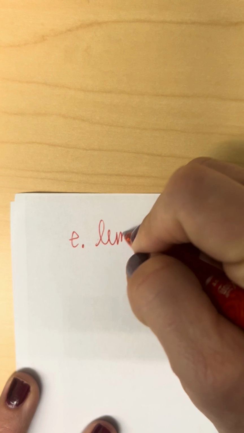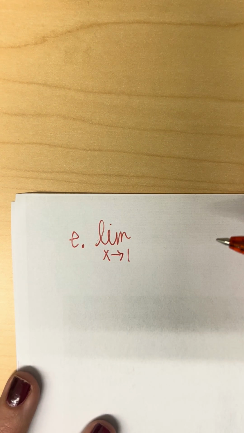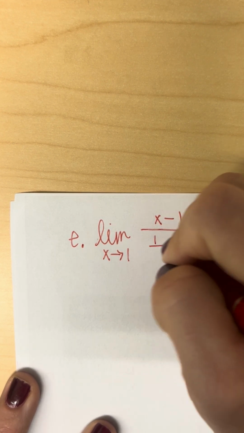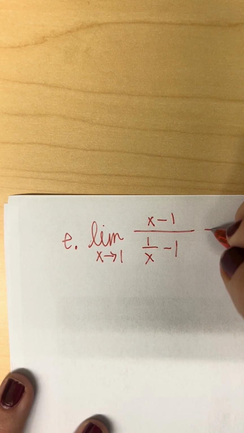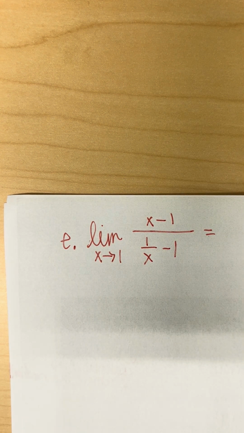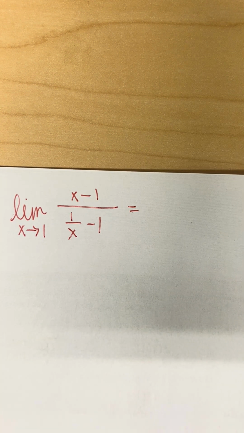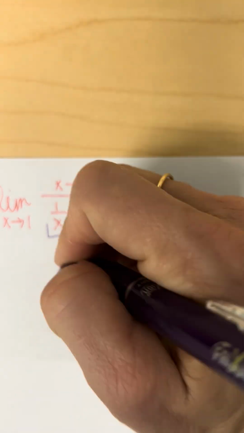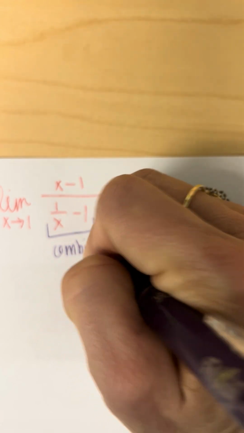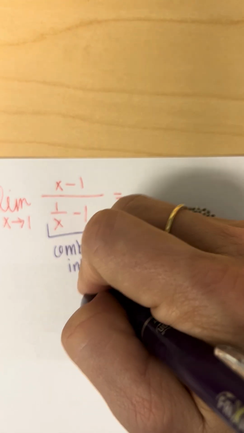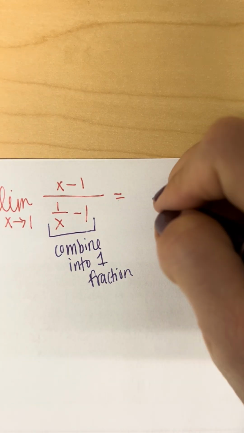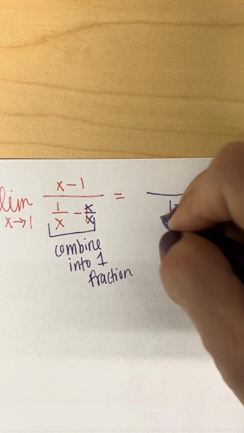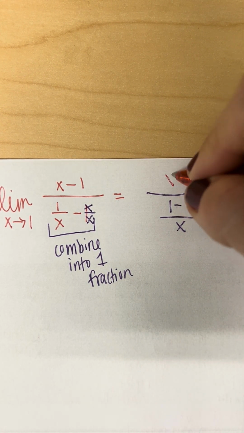So limit, again, as x approaches 1 of x minus 1 over 1 over x minus 1. I could graph all of these too, y'all, and check them, but I do want you to be able to manipulate them using algebra. This is really good for our brains to practice all the algebra we know. Okay. First, to get rid of the complex fraction, I have to combine these, right? Combine into one fraction.